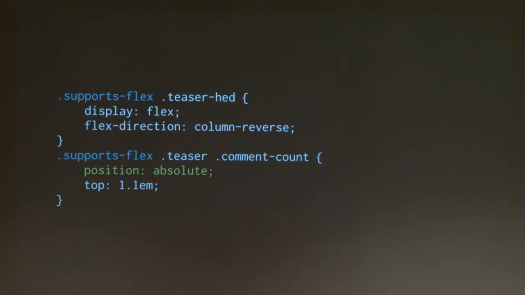So we could then conditionally apply the flexible box layout to that containing element and then change the direction of the two elements. But most importantly for our comment count, we can then conditionally take it, apply a little bit of absolute positioning to it, and put it in the top right corner of that box.